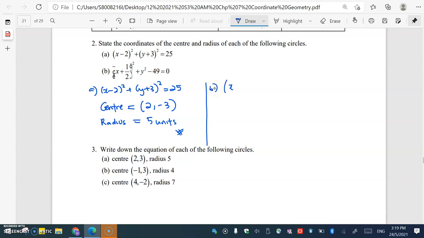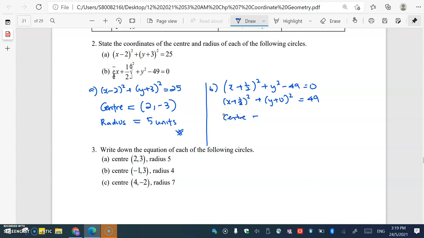For part B, where your question is (x + 1/2)² + y² − 49 = 0, I can rewrite this as (x + 1/2)² + (y + 0)² = 49. All right, therefore my center is (−1/2, 0). Be careful of the sign. And then I will know that my radius is essentially 7 units.